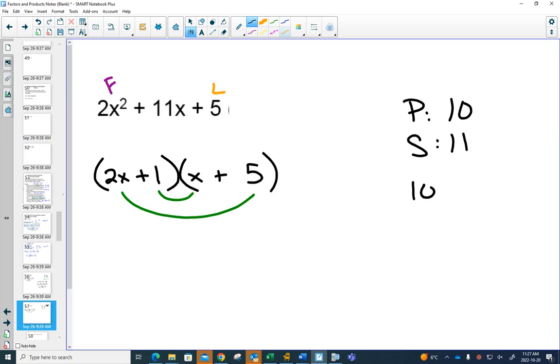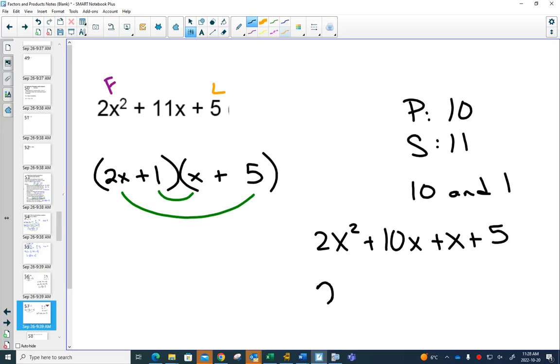10 and 1. So if I rewrote this 2x squared plus, I like this question. I want to show you something interesting in this one. I rewrote the 11x as 10x plus x. And then, what's in common in the 2x squared and the 10x? There's a 2 and an x, leaving me with x plus 5.